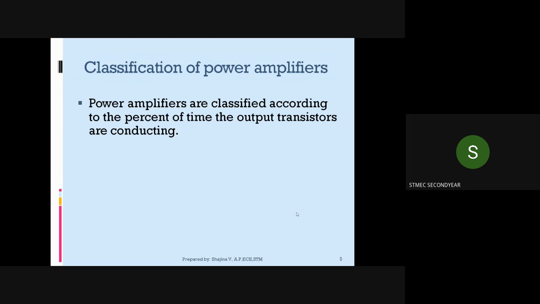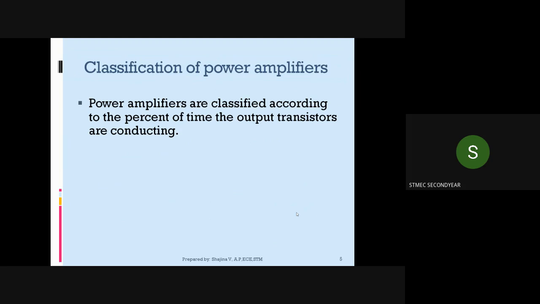That is, if you are applying an input sinusoidal signal, it may be conducting for a complete cycle or less than one complete cycle, like that, a percentage of time of conducting. Depending upon that, we can classify the power amplifier.